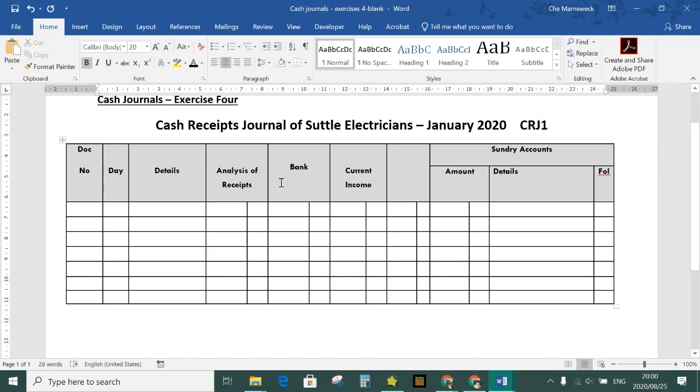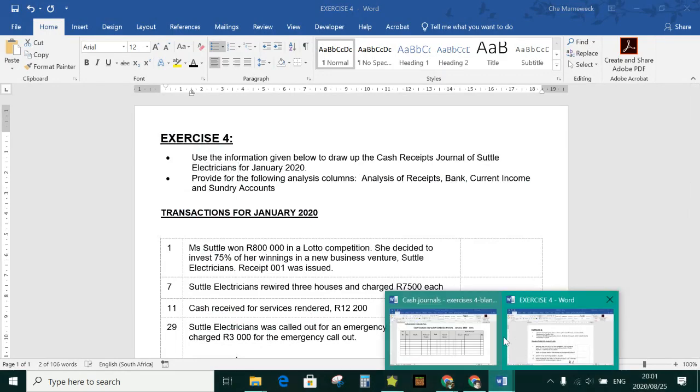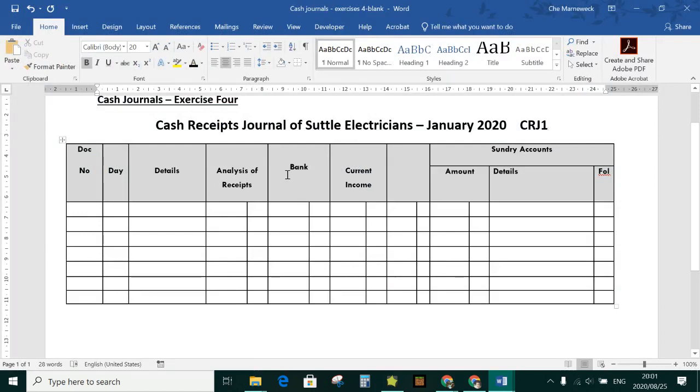We look at our columns. We are providing analysis columns 4. Analysis of receipts, bank, current income, and sundry. So the columns have been filled in for us.